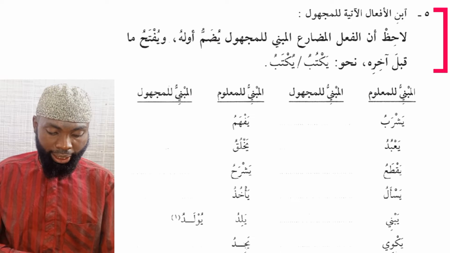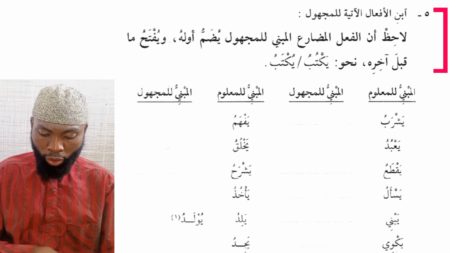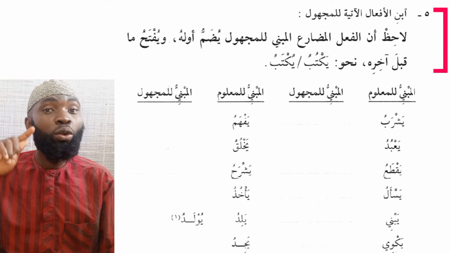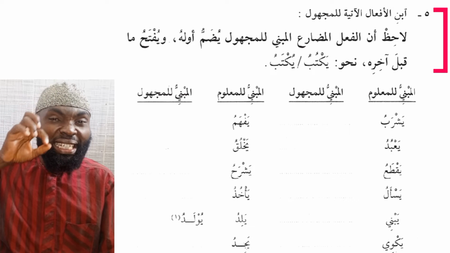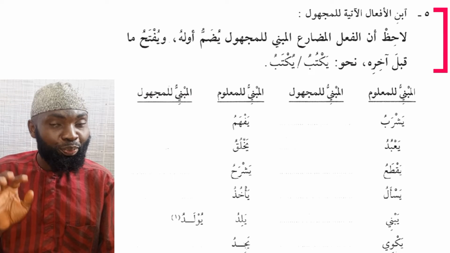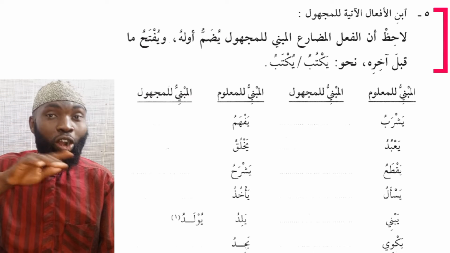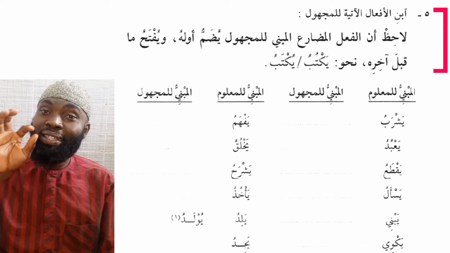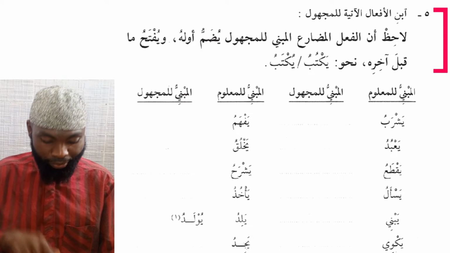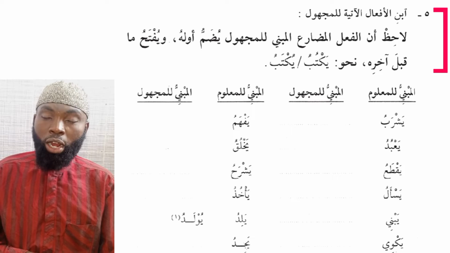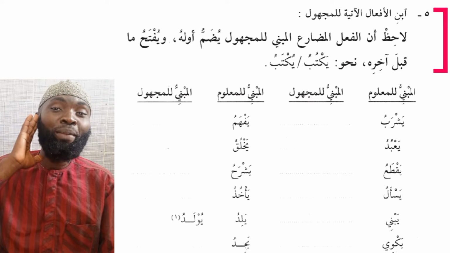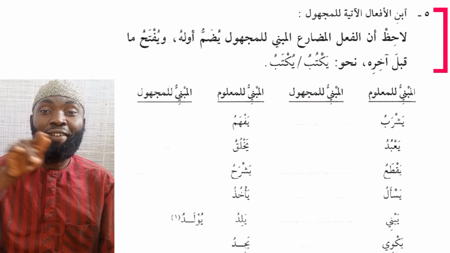لاحظ أن الفعل المضارع المبني للمجهول يضم أوله. Note that a present tense verb, whenever you want to convert it into the passive voice, the present tense letter, which is either the ya, the nun, the ta, or the hamza that we know, must be carrying dhamma. Originally we have yaqtulu. To convert this into the passive voice, the ya will be carrying dhamma. It becomes yu. Then وَيُفْتَحُ مَا قَبْلَ آخِرِهِ, and the letter coming before the last letter, meaning the middle letter, will now be carrying fatha. So the third letter will be carrying fatha instead of dhamma.